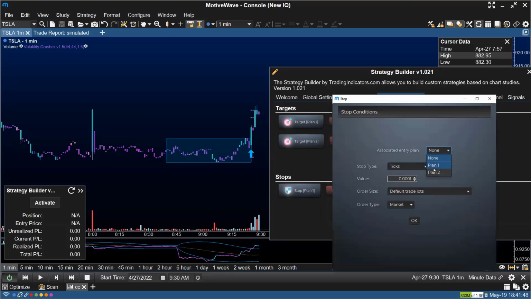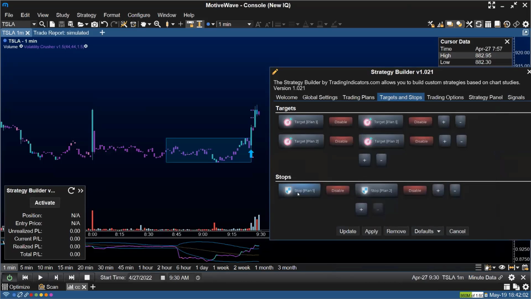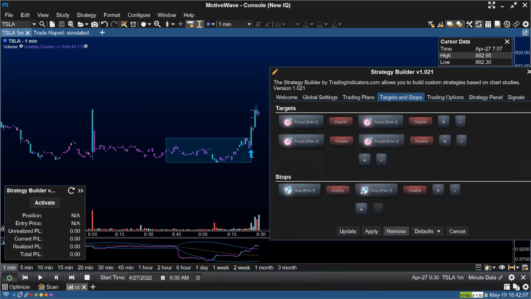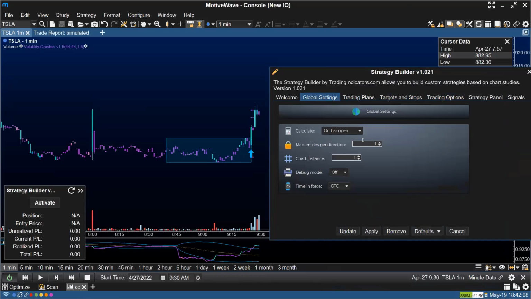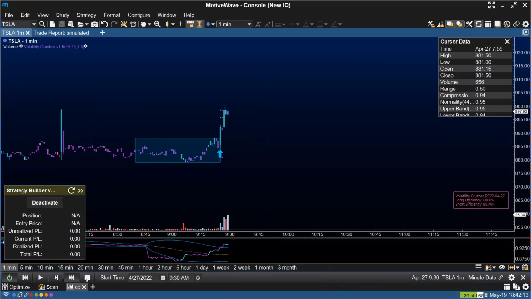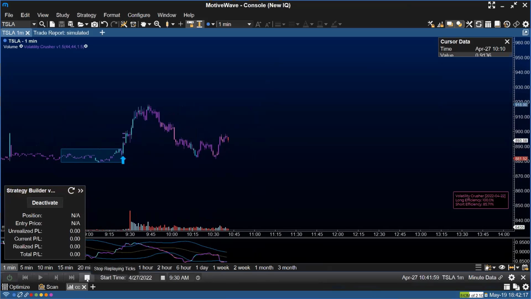We'll do the exact same thing for our short plan, a stop order, plot based. And we want it to follow the stop loss plot. And one thing, I almost made a mistake here: I want to close out the remaining plan position. My other stop, I believe I also had default trade lots. There we go. Okay, so now this strategy should functionally, I believe, if I didn't make any mistakes, trade the volatility crusher signals. So let's pause it when we get a trade and see what has happened.